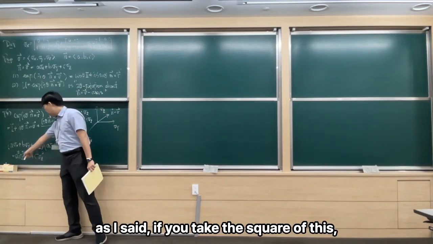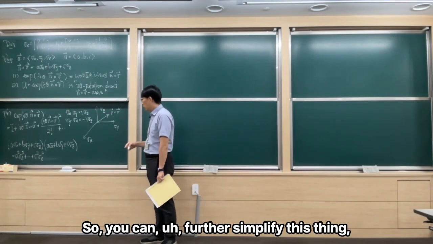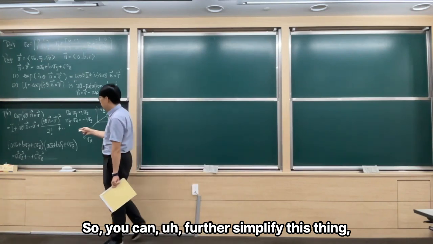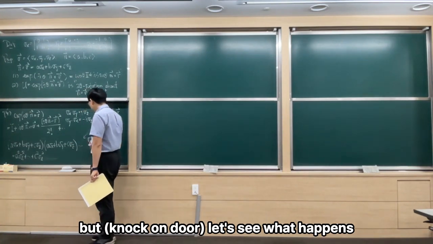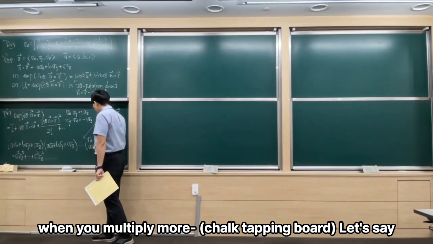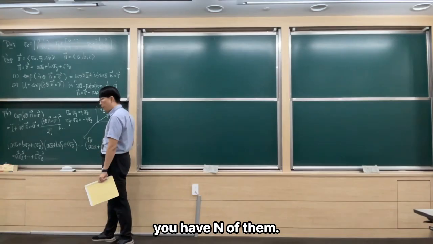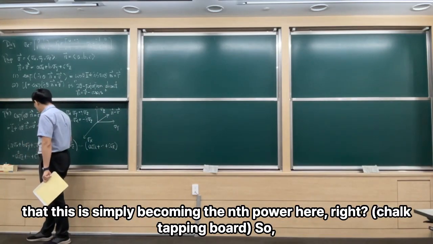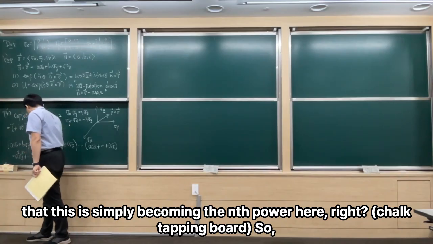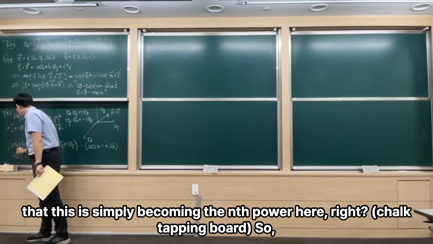So of course, as I said, if you take the square of this, then you get the identity last time. So you can further simplify this thing, but let's see what happens when you multiply more. Let's say you have n of them. So you can easily imagine that this is simply becoming the nth power here, right?